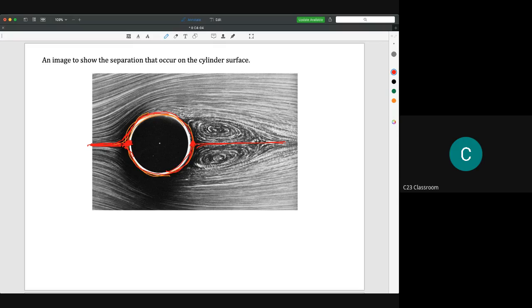So that means there is no shear stress, no slip condition occurring on the surface here, and no velocity distribution on this cylinder's surface. Okay, that is the ideal condition. It means the simulation shows a very perfect flow around a cylinder.